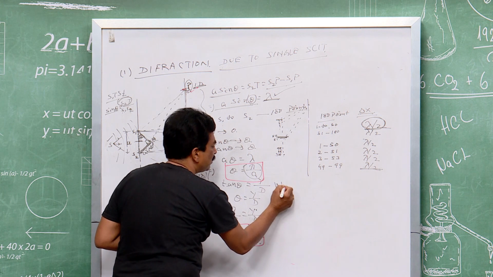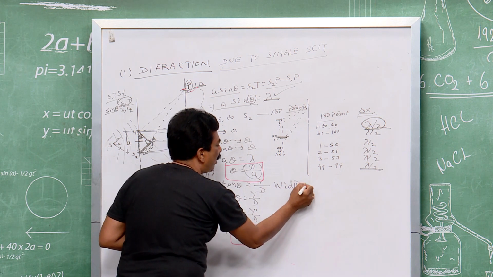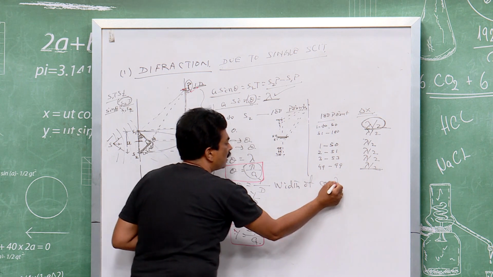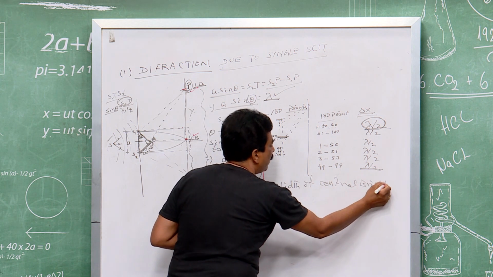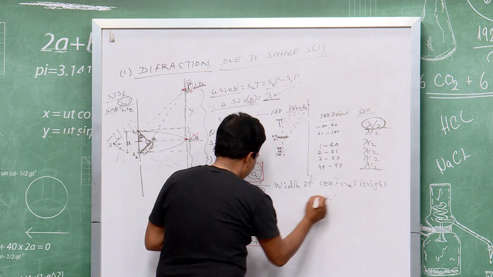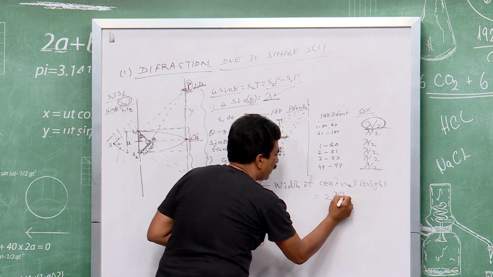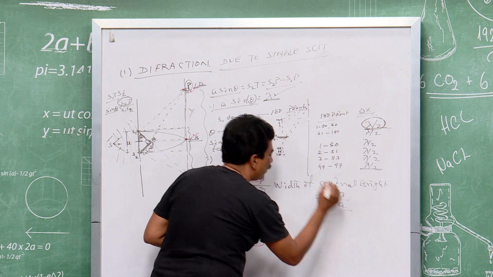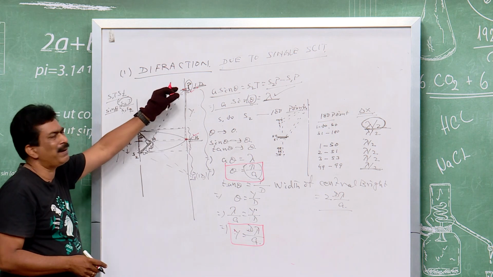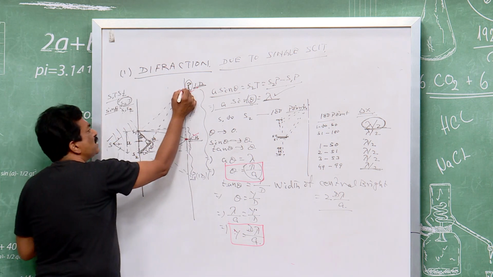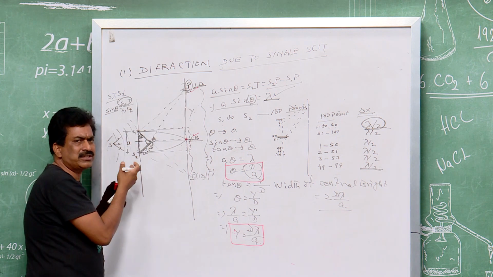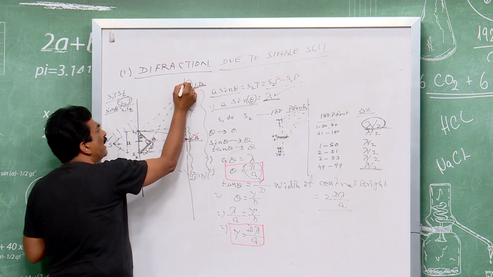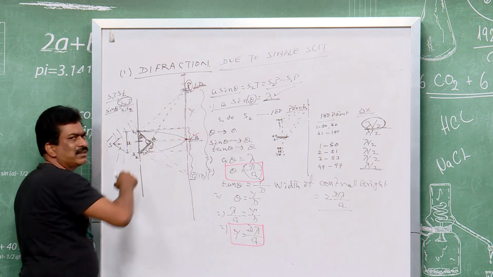So the width of the central bright is equal to 2 capital D lambda by a. This is for the first dark one. If this is the first dark point, next will be the bright one, because this is one type of interference. Next you will have another dark.